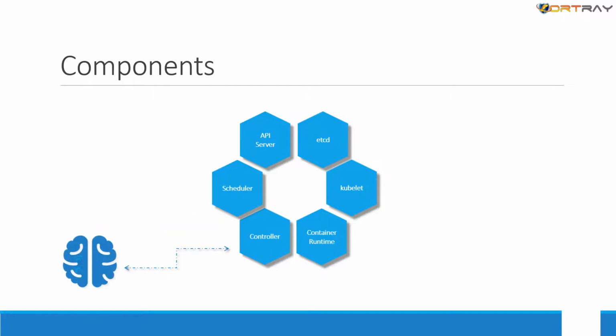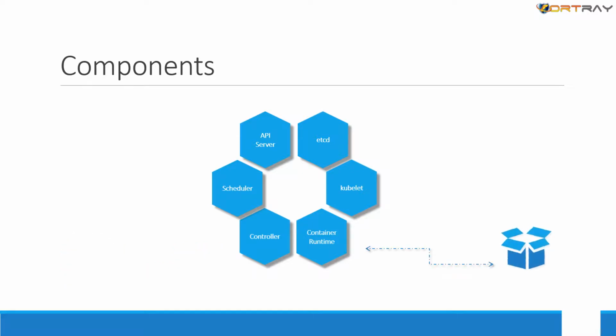The controllers are the brain behind orchestration. They're responsible for noticing and responding when nodes, containers, or endpoints go down. The controllers make decisions to bring up new containers in such cases. The container runtime is the underlying software that is used to run containers. In our case, it happens to be Docker. But there are other options as well. And finally, kubelet is the agent that runs on each node in the cluster. The agent is responsible for making sure that the containers are running on the nodes as expected.